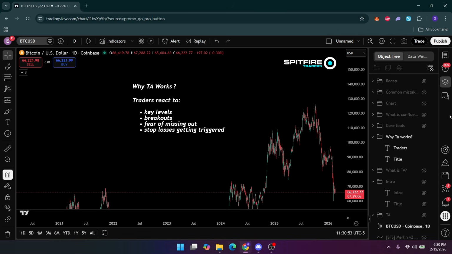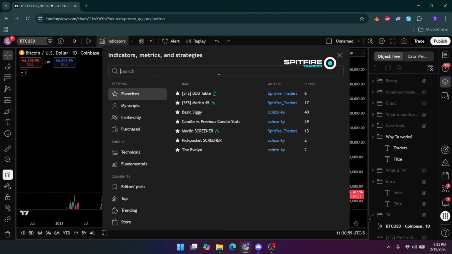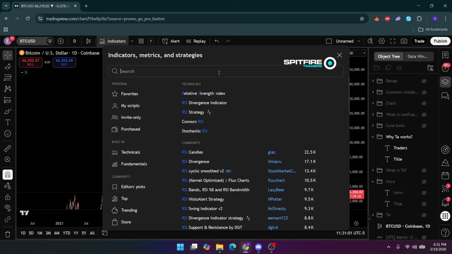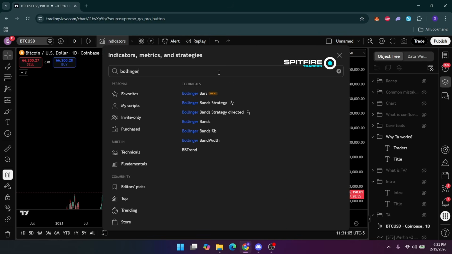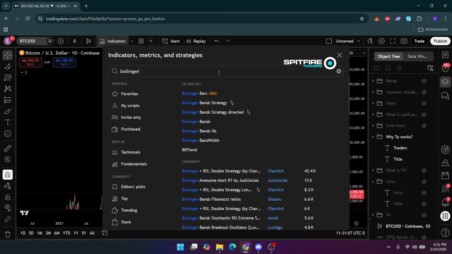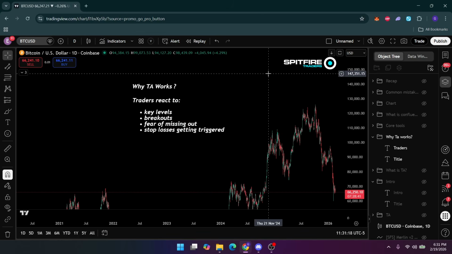Now, here's where most beginners go wrong. They open TradingView, and they add all the indicators they can find. RSI, VWAP, Bollinger Bands, and 10 moving averages. And suddenly, the chart looks like a spaceship dashboard. This is not trading. Professional traders look for a few key tools that actually matter. Let me show you the ones I use.